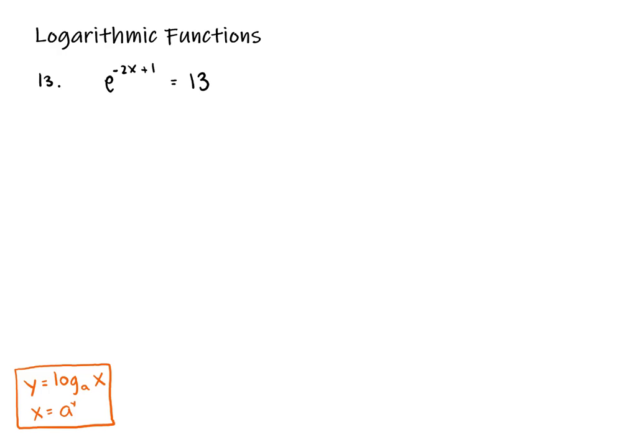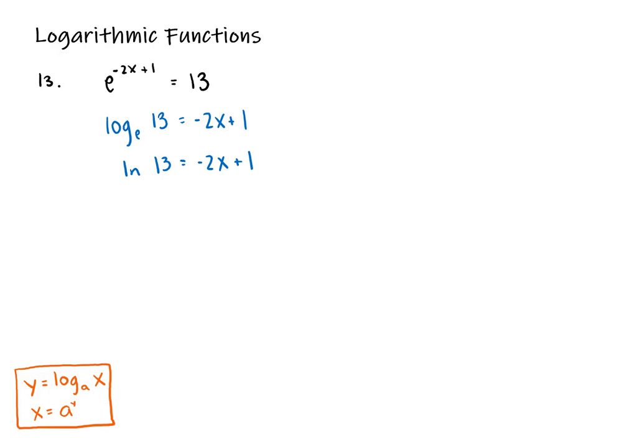For this next question, we're given a question in exponential form, but we have our variable up in the exponent, and this is not an exponent equal to an exponent like we did in the last problem, so I can't just grab those pieces up. I need to rewrite this as a logarithm to pull the x out of the exponent. So I will get log base e of 13 is equal to negative 2x plus 1. And don't write log base e, write ln of 13.